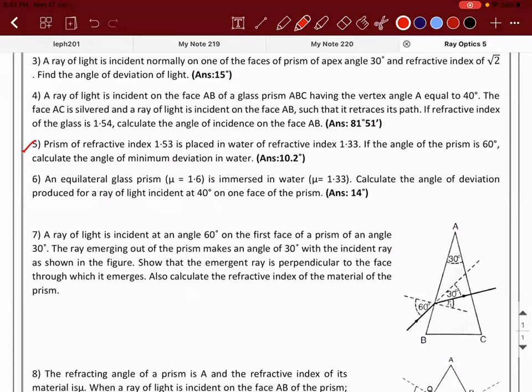Prism of refractive index 1.53 is placed in water of refractive index 1.33. If the angle of prism is 60 degrees, calculate the angle of minimum deviation in water.